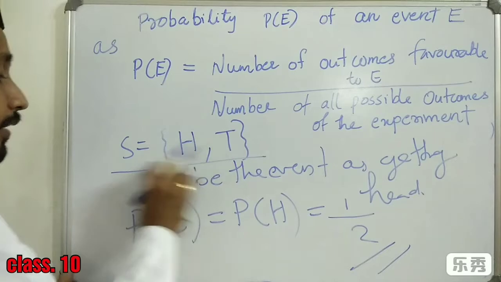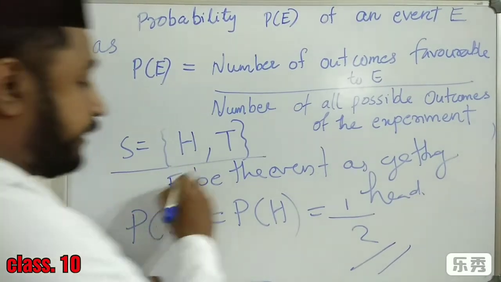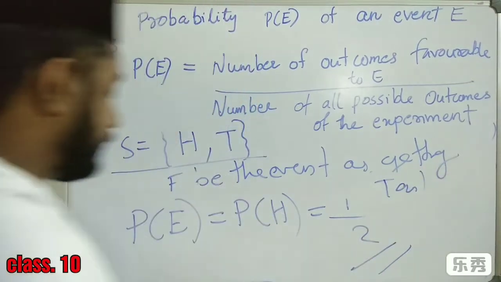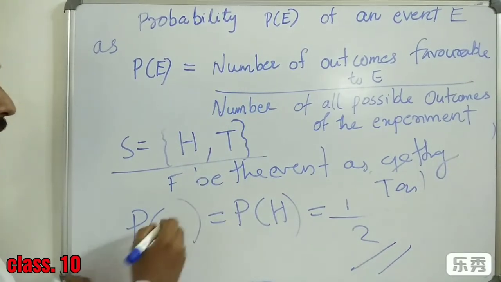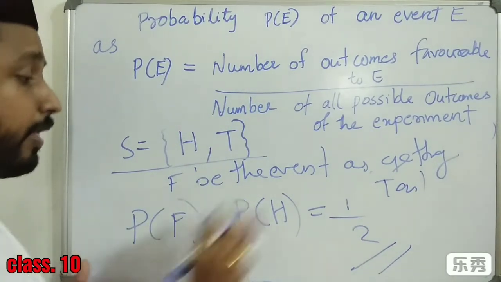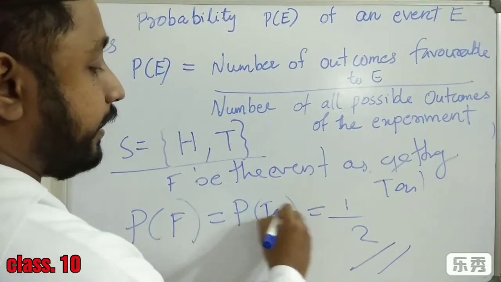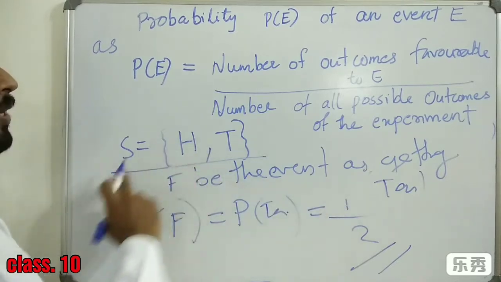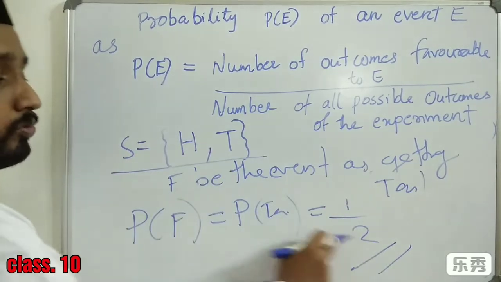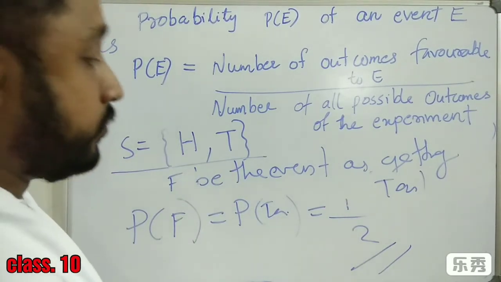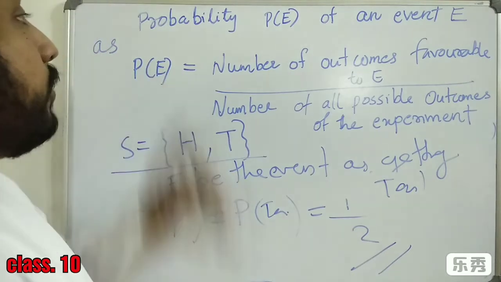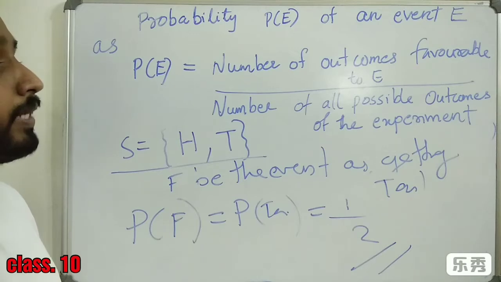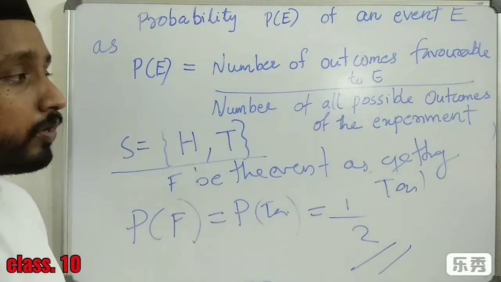Let F be the event of getting a tail. The probability of F, P of F, is the probability of getting a tail. How many tails are here? Only one tail. Total number of outcomes is 2. So 1 by 2. So the probability of an event E is the number of outcomes favorable to E divided by the number of all possible outcomes of the experiment.